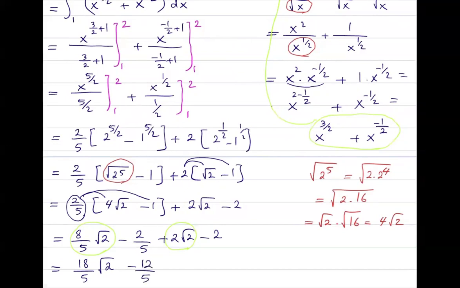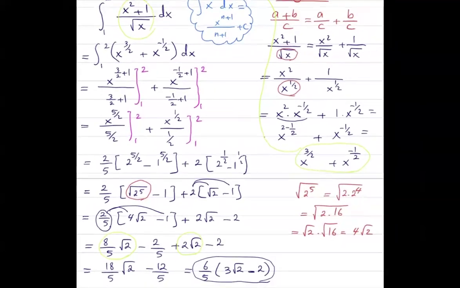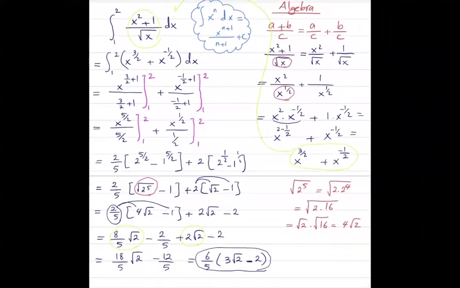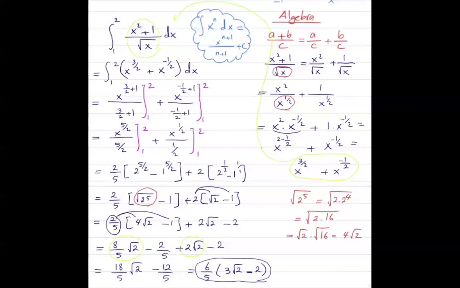You can leave it as it is, or you can write it in more simplified version as well. If you factor out 6 over 5, we get 3 square root of 2 minus 2. A lot of algebra, but it's a good practice to feel comfortable about these types of integrals.